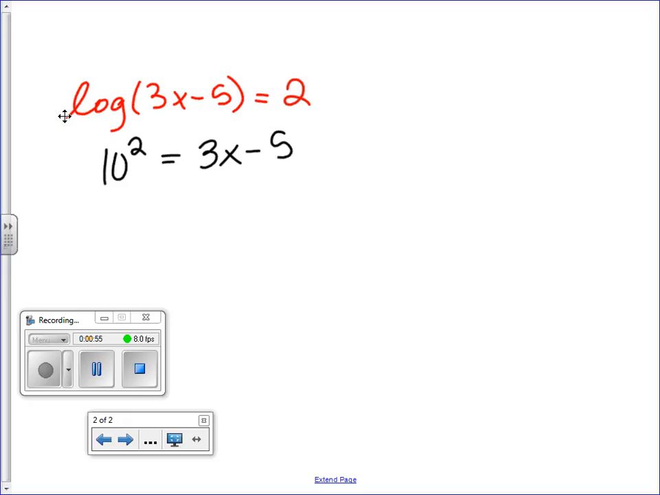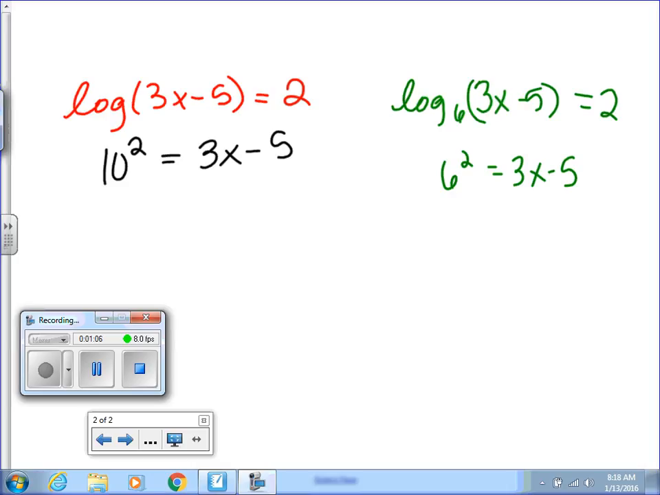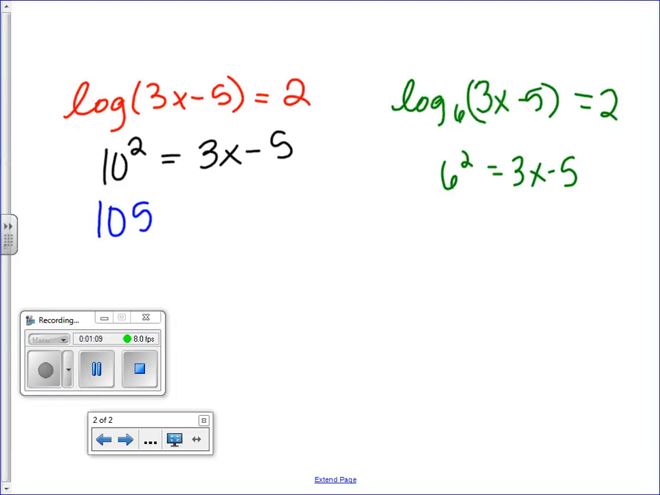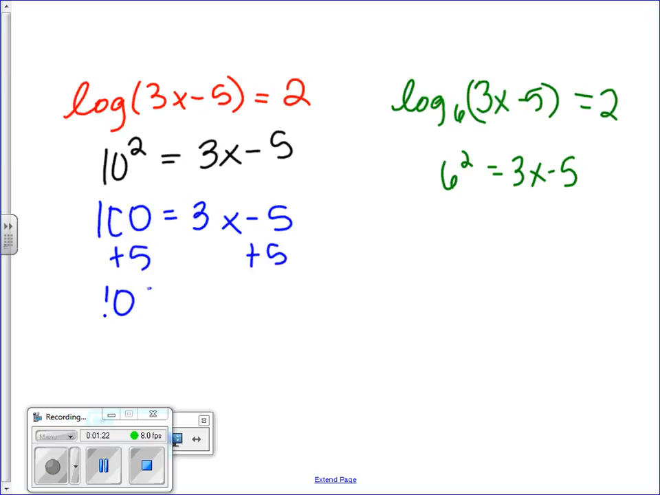I can just change that back into its exponent form, and I can solve it. Okay, solve it. What's 10 squared? Yes. Oh my gosh. Oh, whoops. Spoiler alert. Okay, and then I need to add 5, which I already did in my head. And then divide by 3. So those are pretty easy, right?